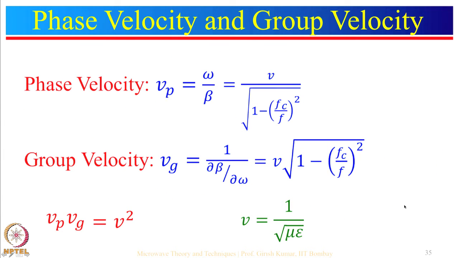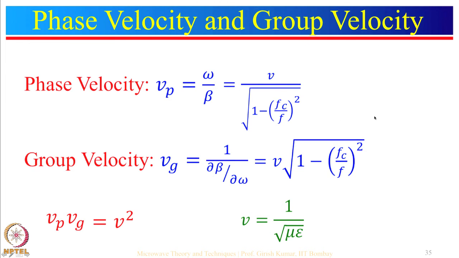Now let us see the phase velocity and group velocity. The phase velocity, as we have discussed earlier, is given by omega by beta. So if we put the value of beta here, then we will get the phase velocity Vp equal to V divided by under root 1 minus (fc by f) whole square. Similarly, we can calculate the group velocity, which is equal to 1 upon d beta by d omega. By solving this we will get V into under root 1 minus (fc by f) whole square.